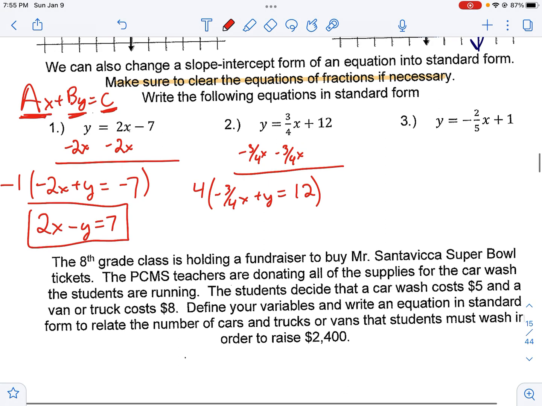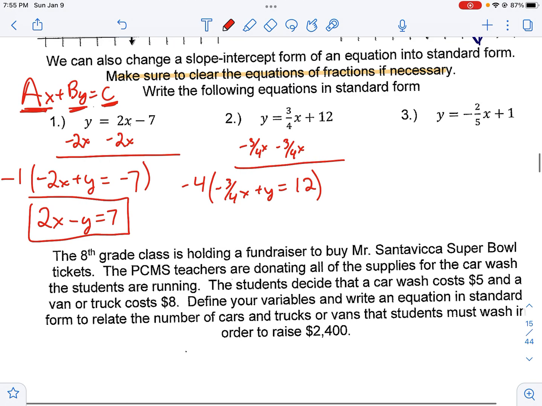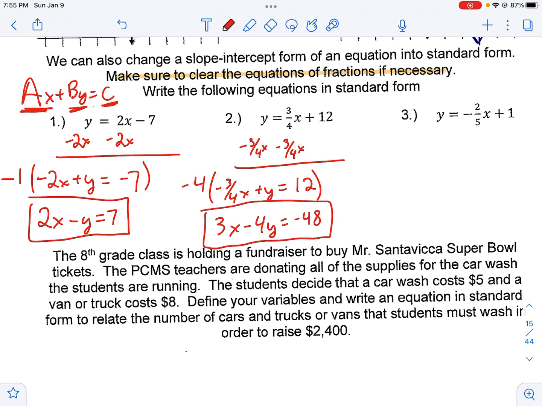When I do that, I'm again also going to try to take that a term and make it positive, so I'll multiply by negative 4. Negative 4 times negative 3 over 4 becomes positive 3x. Negative 4 times y becomes minus 4y. And negative 4 times 12 becomes negative 48. So our standard form for number 2 would be 3x minus 4y equals negative 48.